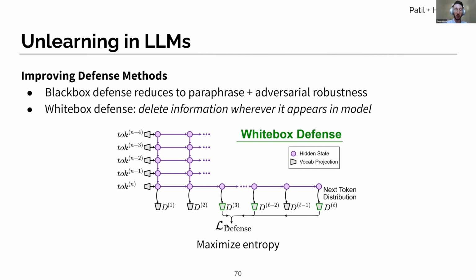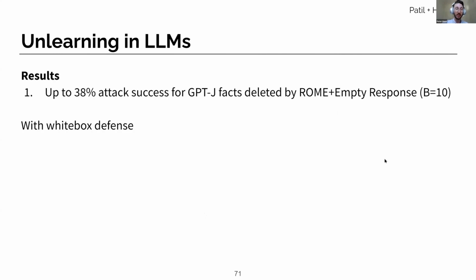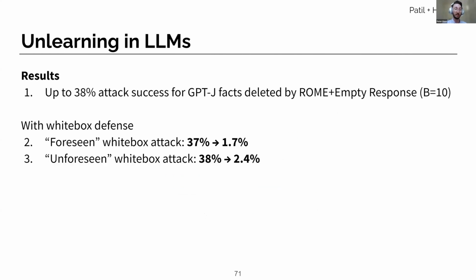The way we do this is that we apply some probes to the hidden states and use an objective term that also minimizes the information content of those hidden states, so that the answer token is still not there. This pretty simple defense works quite well. We're able to lower those attack success rates from around 37% to about 2%.